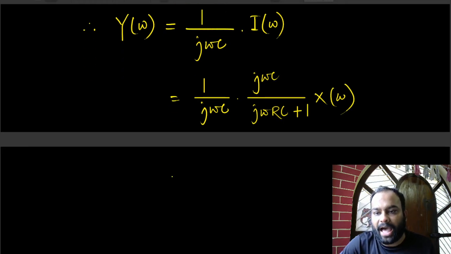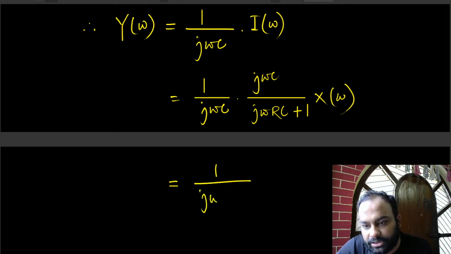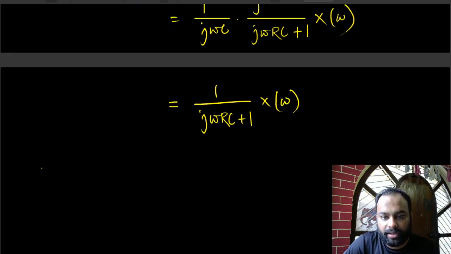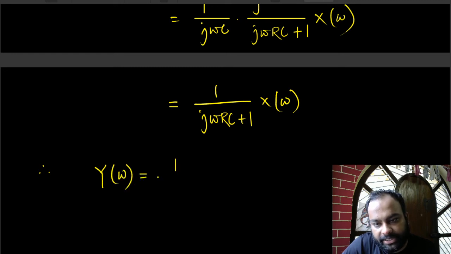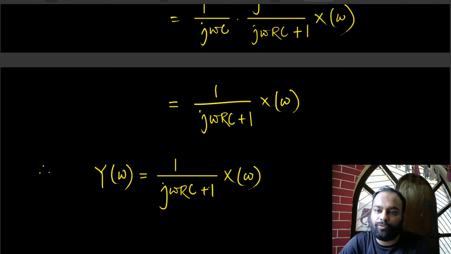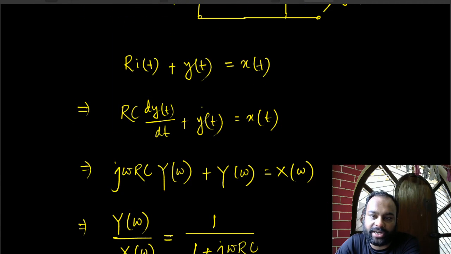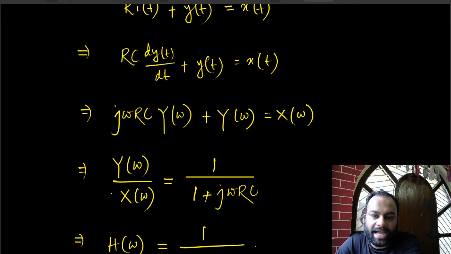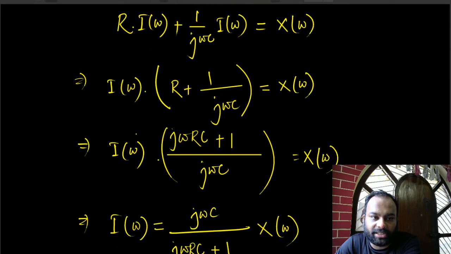So what do I have? I have voltage across the capacitor, so this cancels out as 1 by (jωRC plus 1) times X(ω). So this actually is completely in agreement with the derivation we did moments ago by applying Fourier transform on the differential equation of the circuit. This is identical to what we derived moments ago.